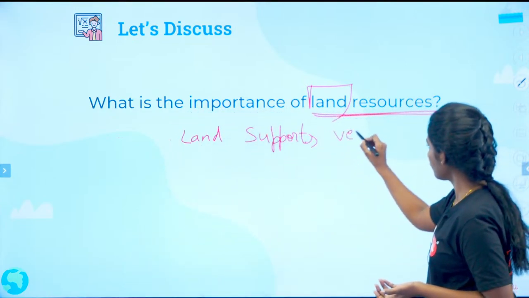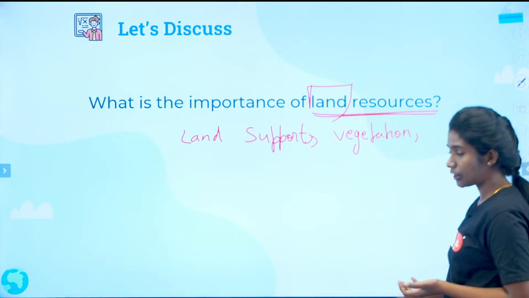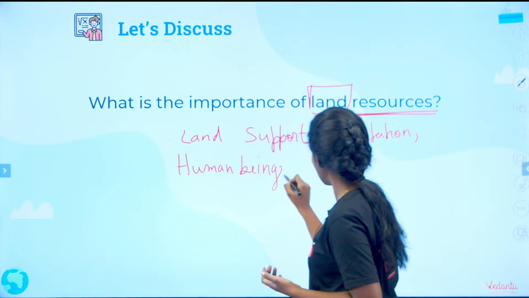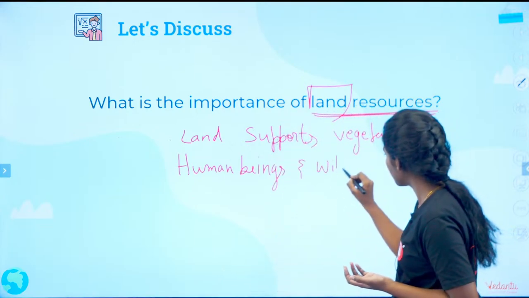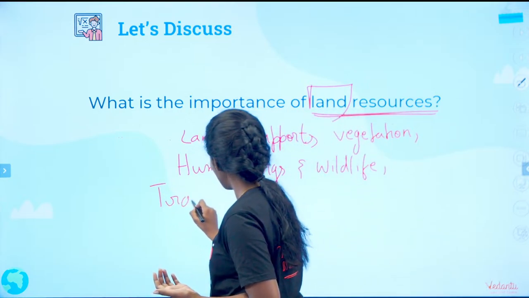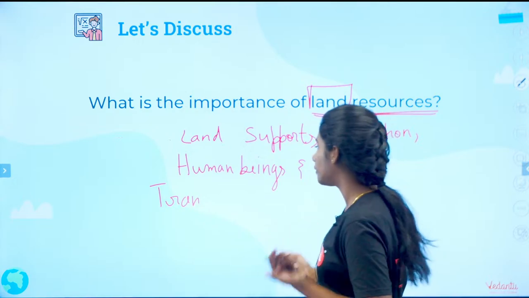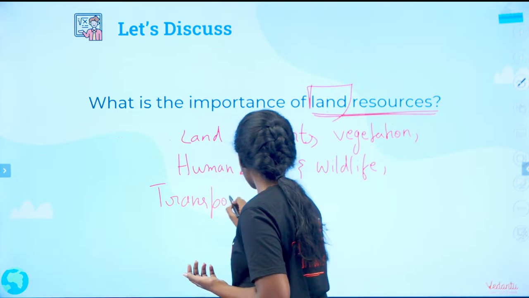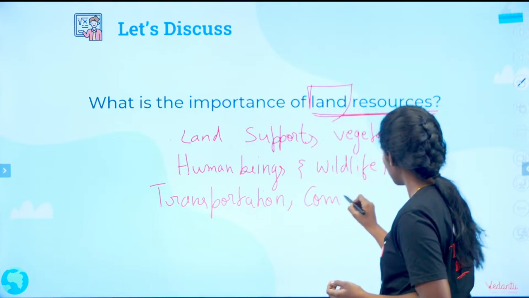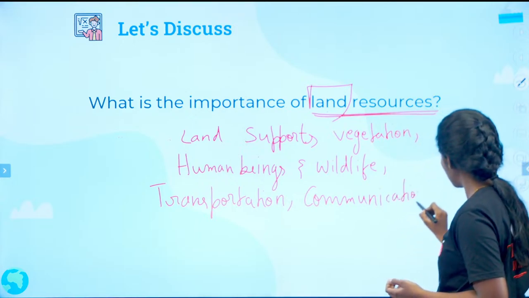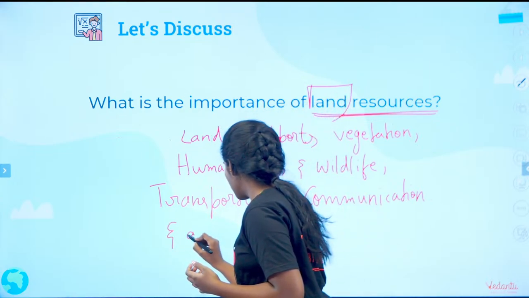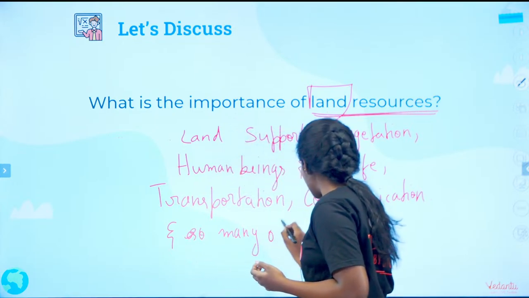land supports vegetation. Land supports vegetation, it supports us, that is human beings, and also it supports wildlife. Not just that, it also supports transportation, right? All the roadways, railways, they are constructed on land only, no? So it supports transportation and also communication, and if I start naming, it just goes on, and so many other activities.